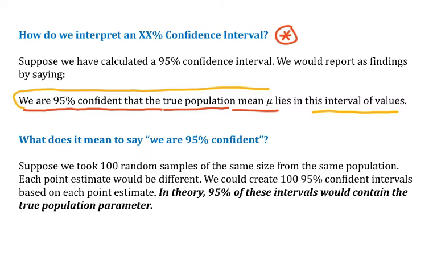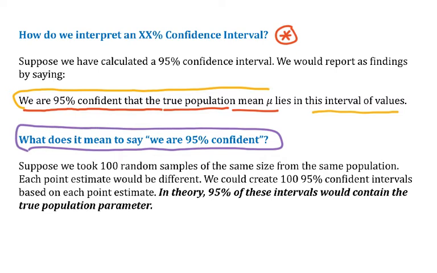Now, we can try to understand this a little bit more. What does it mean? What does this 95% confident mean? And I think this is a pretty good explanation. So if you take 100 random samples of the same size, so N is the same, from the same population, and you calculate all the point estimates, you're going to have all these sample means. You will have 100 of them, and they're all going to be a little different. It'd be unusual if you got some that were exactly the same.